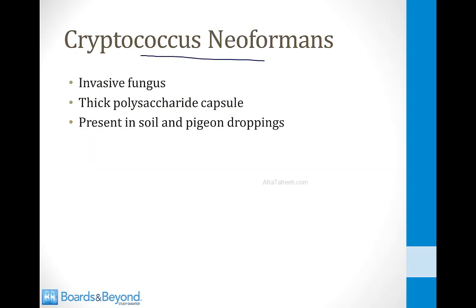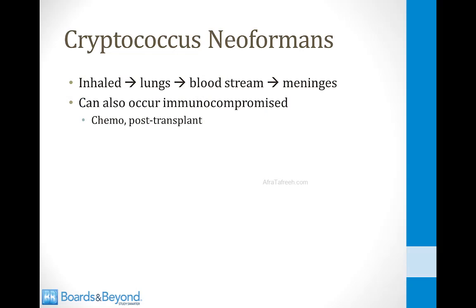Cryptococcus neoformans is an invasive fungus, and it exists as a yeast with a thick polysaccharide capsule that helps it to evade the immune system. This is an important virulence factor for the fungus. It's found in the soil and also in pigeon droppings, so people that come in contact with the fungus can then become infected. The main infection it causes in HIV patients is meningitis, and the way the fungus gets into the meninges is usually by being inhaled, and then it spreads from the lungs to the bloodstream and then to the central nervous system and the meninges.